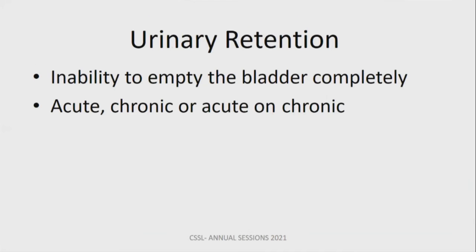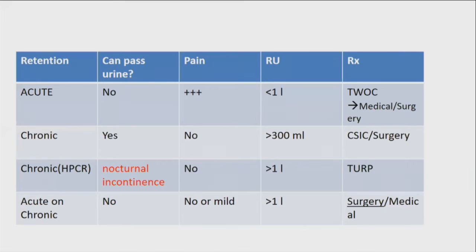What complications can occur in benign prostate obstruction? First and foremost is retention, defined as inability to empty the bladder completely. It can be acute, chronic, or acute on chronic, depending on the presentation. Associated pain, the amount of residual urine, and other symptoms like nocturnal enuresis will differentiate acute or chronic retention. Chronic retention is specifically defined as more than 300 mils of residual urine if the patient can pass urine, or if the patient cannot pass urine, it is defined as residual volume more than 1 liter.